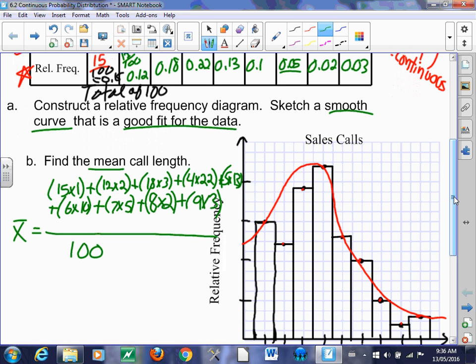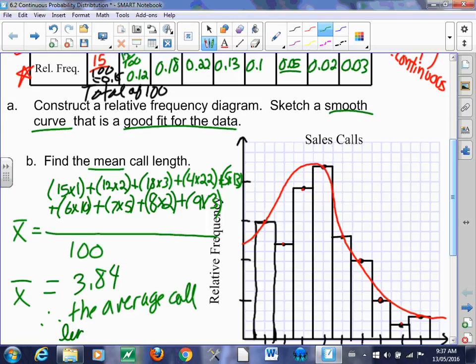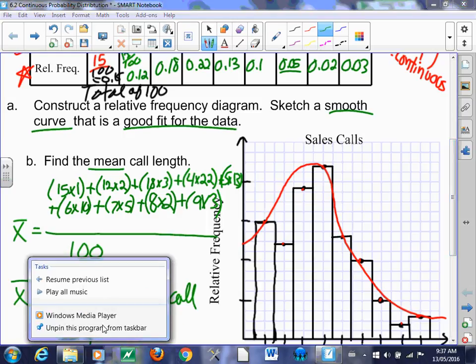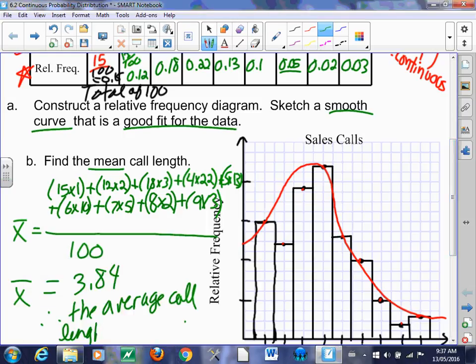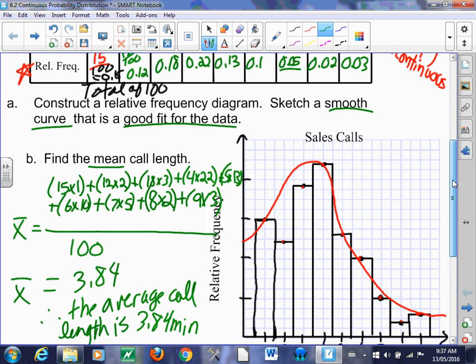Okay, so taking a look, ladies and gentlemen, you find the mean, plug it in your calculator. You're going to get 3.84. What does that mean? That means that therefore the average call length is 3.84 minutes. Okay? Awesome. Everybody okay with that?